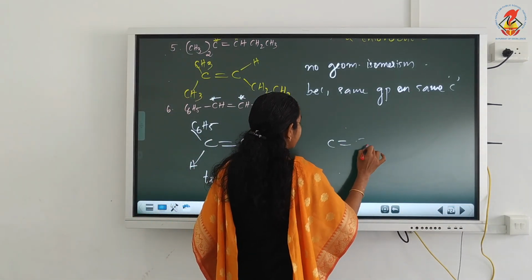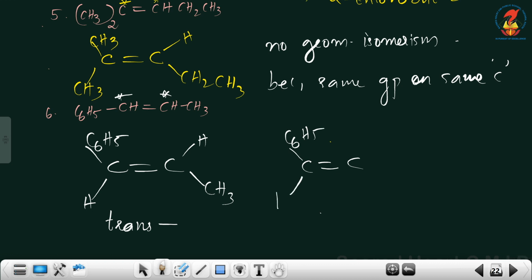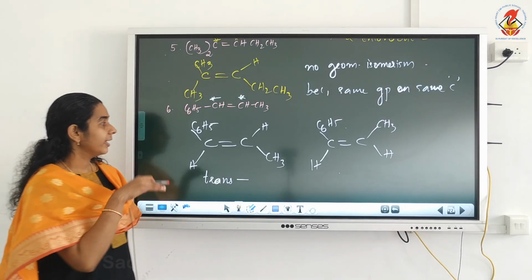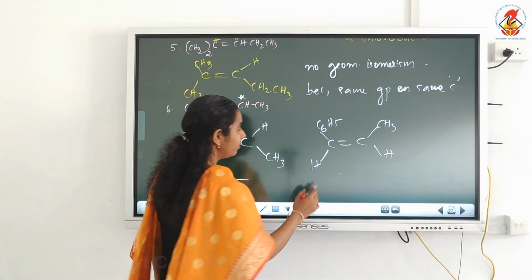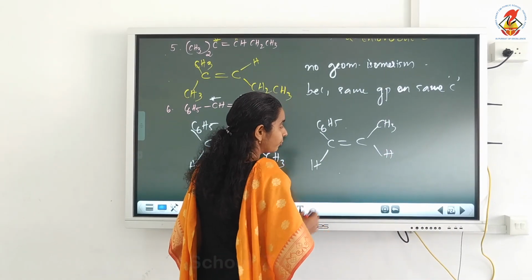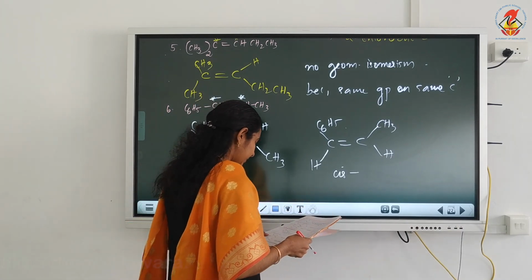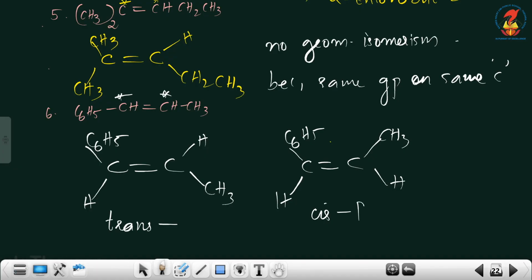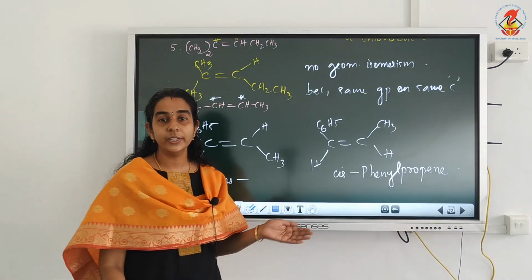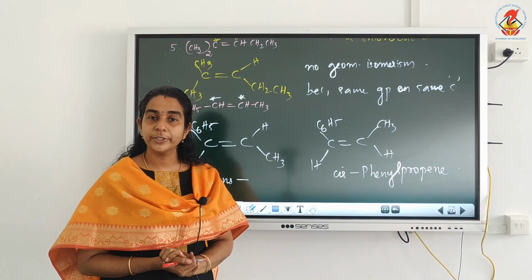Now to draw the cis isomer, keep one side same and just exchange the groups on any one carbon. So now the hydrogens or the similar groups are on the same side. So this is the cis isomer, and the compound name is cis or trans phenyl propene. So this is about how to draw the cis and trans isomers or geometrical isomers.